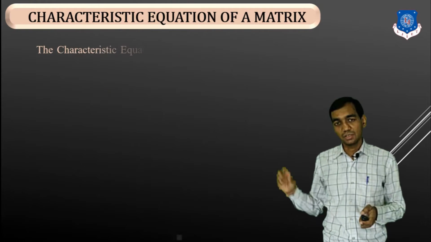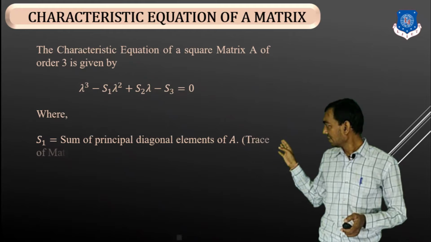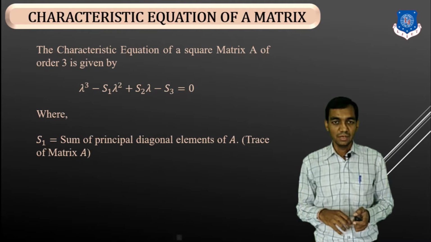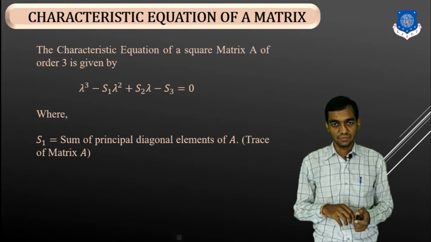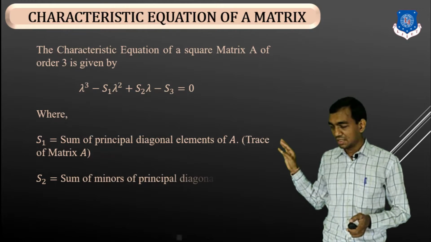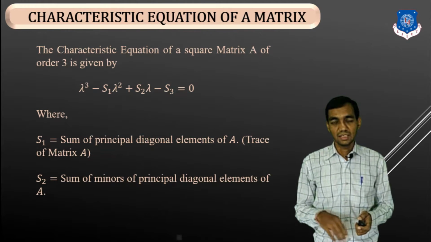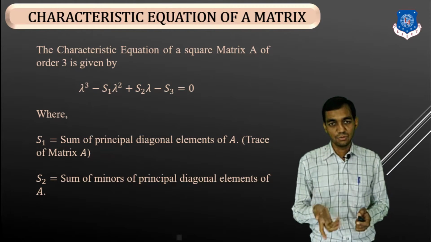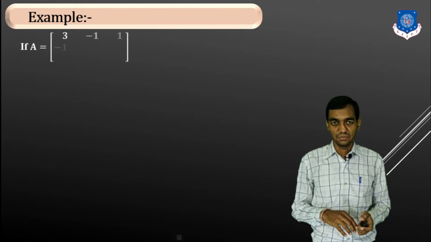Now, for a 3 cross 3 matrix, you have lambda cube minus S1 lambda square plus S2 lambda minus S3 is equal to 0. Then S1 is again the sum of the principal diagonal, that means the trace of it. S2 is nothing but the sum of minors of the principal diagonal elements. Okay, that means you have to find the minor of each diagonal element and add them all. And S3 is nothing but the determinant of it.